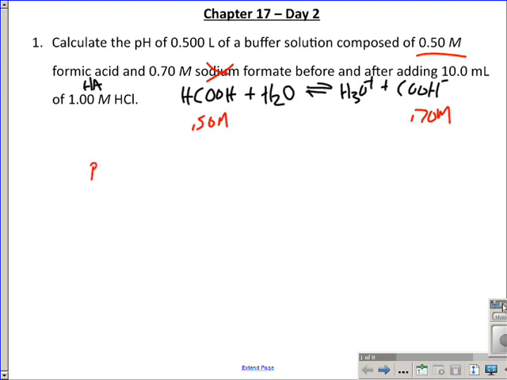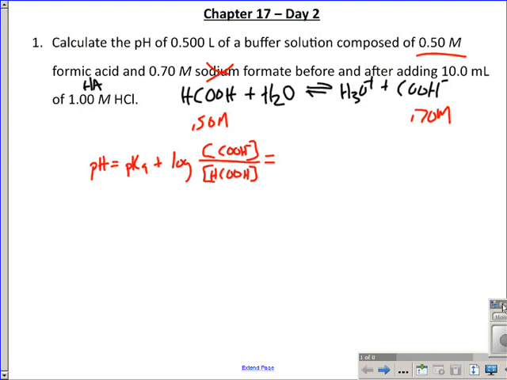So if we're going to do a buffer problem, remember we can use our plain old Ka equation, or we can use the Henderson-Hasselbalch equation, which is a little bit faster to spit out an answer. Now on top it's going to be our conjugate base, which in this case would be COOH minus. And on the bottom we're going to have our weak acid, which in this case is our formic acid, which is HCOOH. So really all we need to do at this point is plug in the numbers.